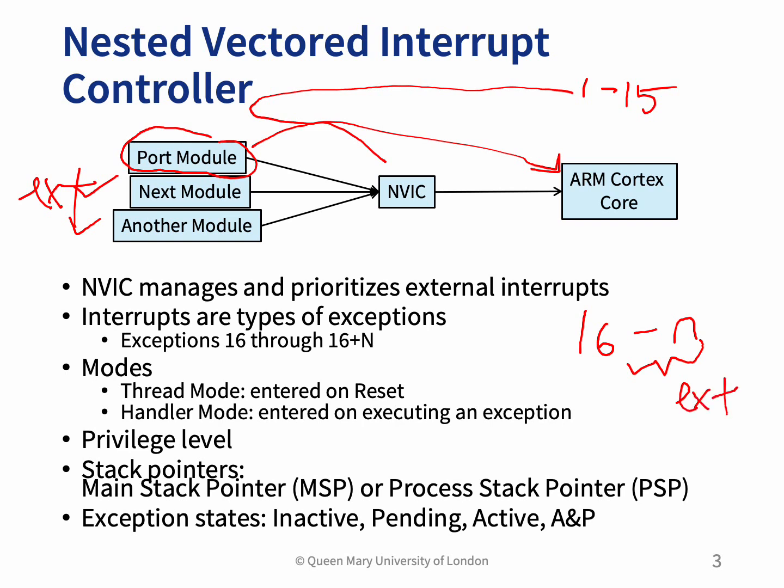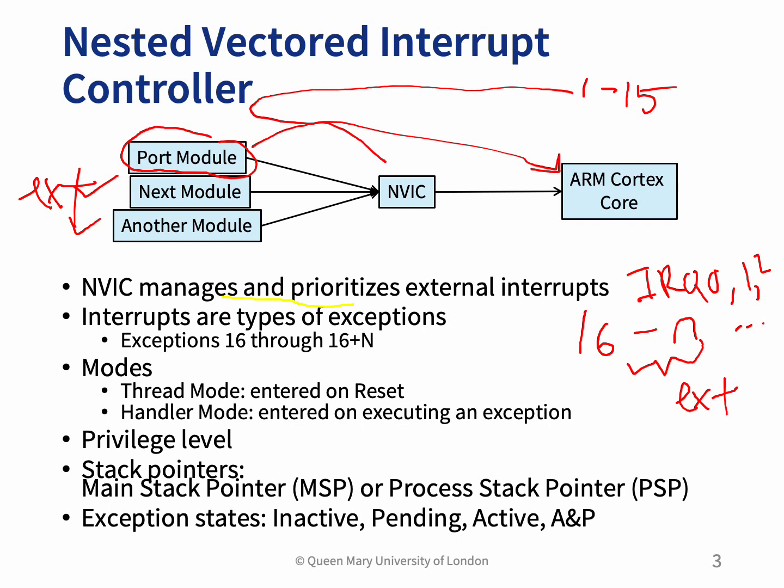So remember, for 1 to 15, we have the reset, hard fault, and then reserved. And for these onwards, the external ones, we can have IRQ 0, and then IRQ 1, 2, and so forth. So these are the external interrupts. The Nested Vector Interrupt Controller manages and prioritizes the external interrupts.